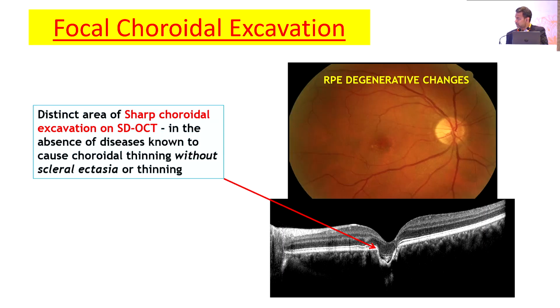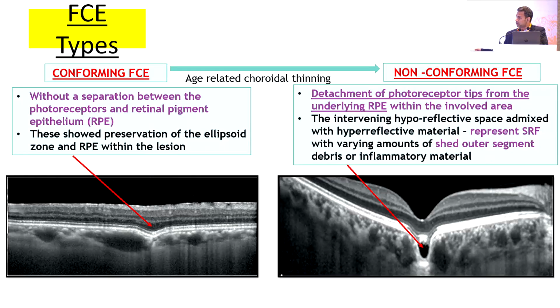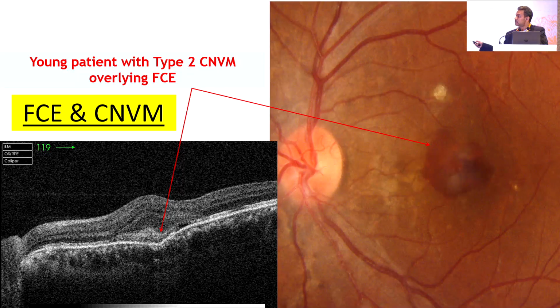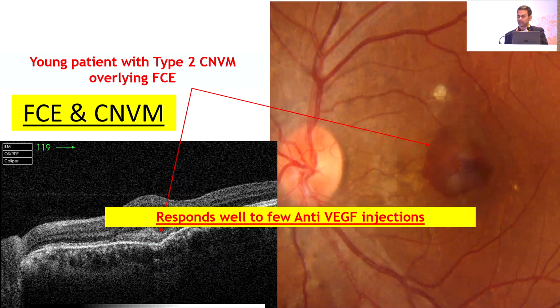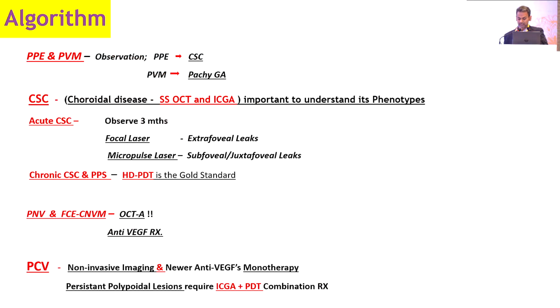Focal choroidal excavation can also be part of the pachychoroid spectrum, where it's a sharp choroidal excavation on SD-OCT. It can be conforming or non-conforming if the neurosensory retina is detached from the RPE, but treatment is not required unless you see subretinal hemorrhage, which can be associated with CNV or PCV. The good thing is that only a few injections of anti-VEGF are required in this scenario to take care of the CNVM or PCV with focal choroidal excavation.